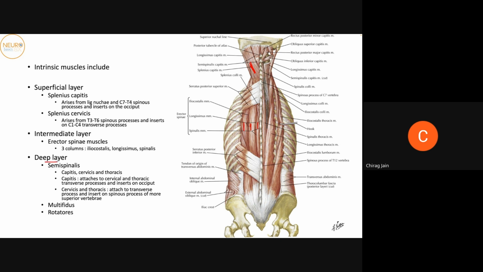There's a deeper layer to the erector spinae muscle. That is the semispinalis, multifidus, and rotatores. The semispinalis has three components: the capitis, cervicis, and thoracis. And all of these basically serve to provide neck extension and back extension.